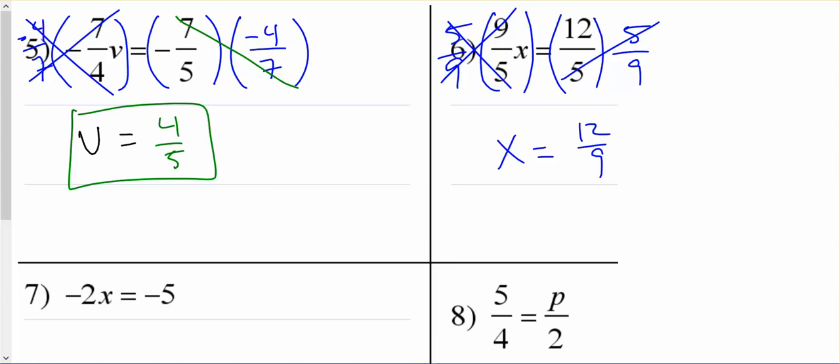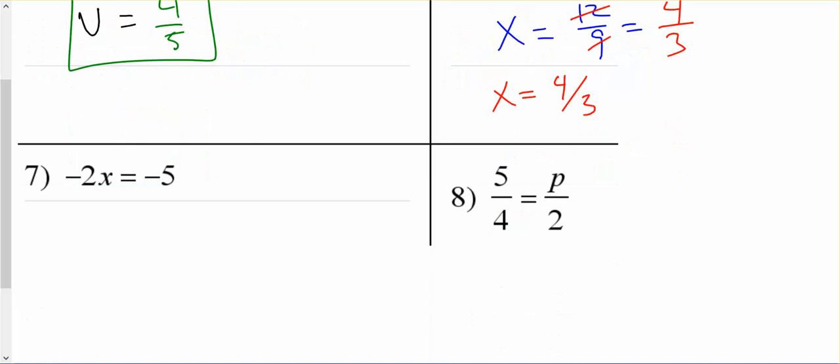Problem 7. What's happening here? We're multiplying by negative 2. So the inverse of multiplication is division. So we're going to divide by negative 2. Those two simplify out. That's why we're doing it. Two negatives make a positive, and so I'm just going to leave this as 5/2. You can simplify this further. 2 goes into 5 twice, with 1 left over, so it's 2.5. But I like keeping it as an improper fraction, 5/2.